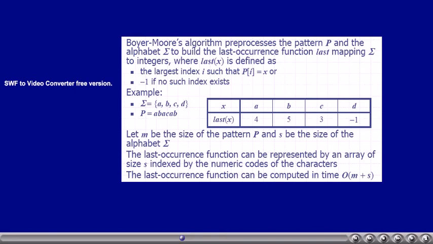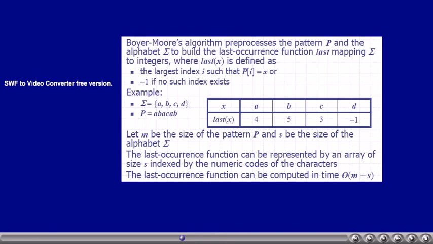This algorithm pre-processes the pattern P and creates an array known as last, which can be indexed by the numeric codes of the alphabets available in the string, and contains the last occurrence information about the alphabet in the given string P. If the alphabet is not available, then the respective element contains -1. Let us take, for example, the alphabet ABCD. The given string is ABACAB.